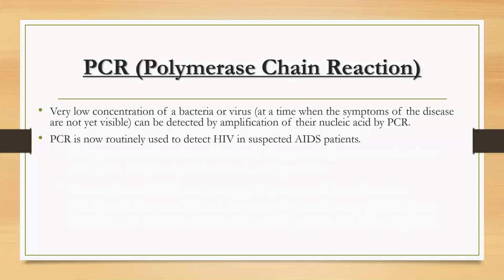PCR is now routinely used to detect the HIV in suspected AIDS patients. So PCR is now even used for the detection of HIV in the suspected AIDS patient. So it is being used to detect the mutations in genes in suspected cancer patients also.